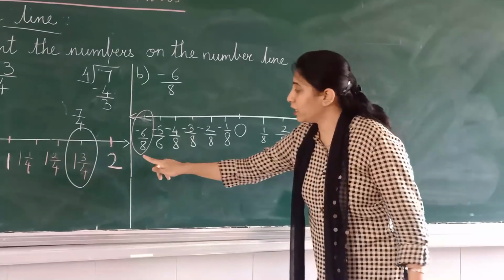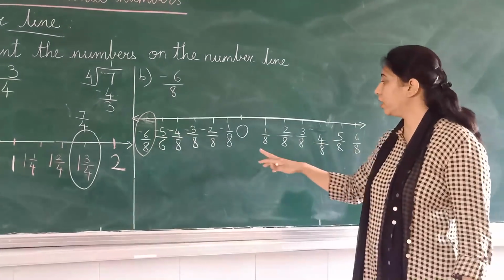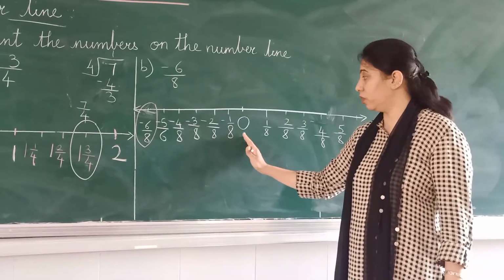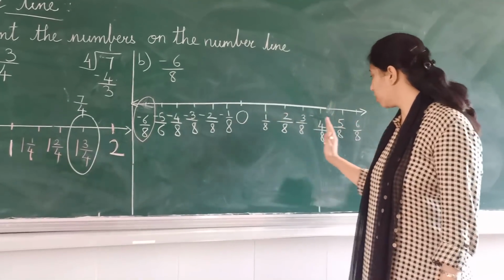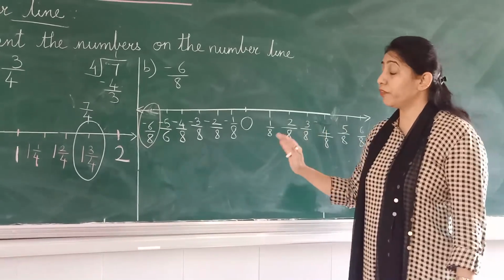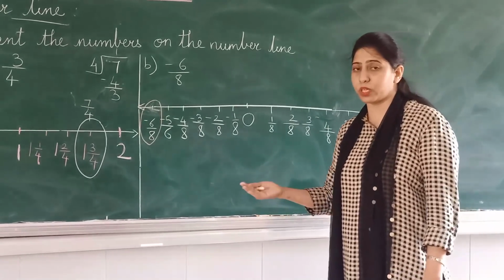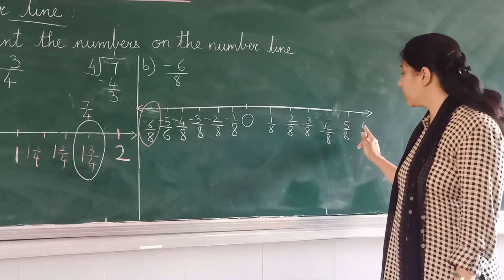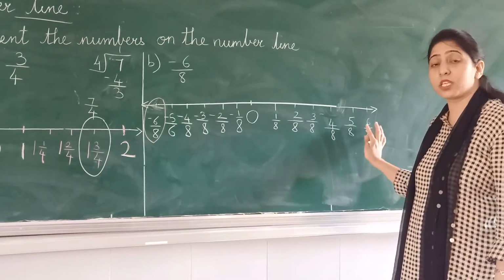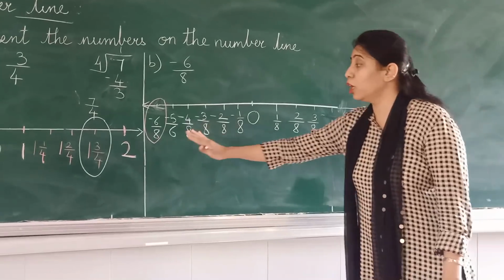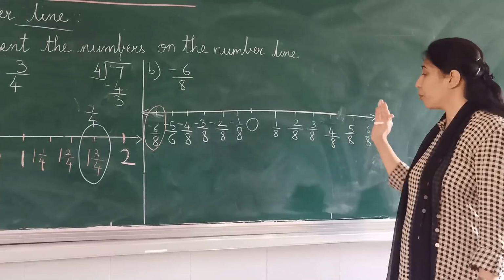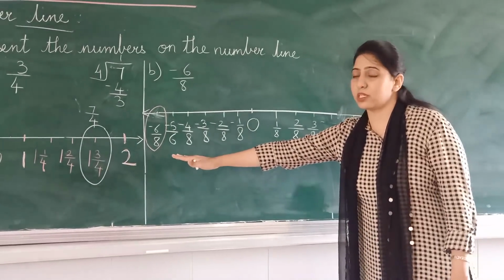Now you can see minus 6 upon 8 and 6 upon 8, they are placed at equal distance from the 0. From here also it is equal distance, from here also equal distance. If we want to compare, we can use the concepts we have learned earlier. Now minus 6 upon 8 is greater or 6 upon 8 is greater? 6 upon 8 is greater than minus 6 upon 8. Same like integers.